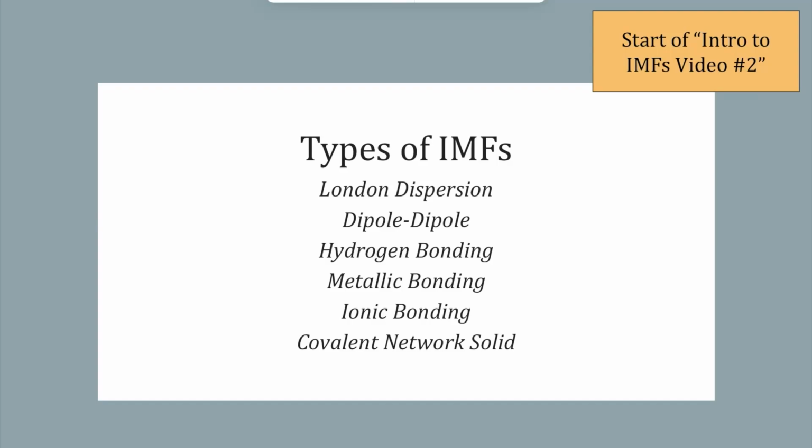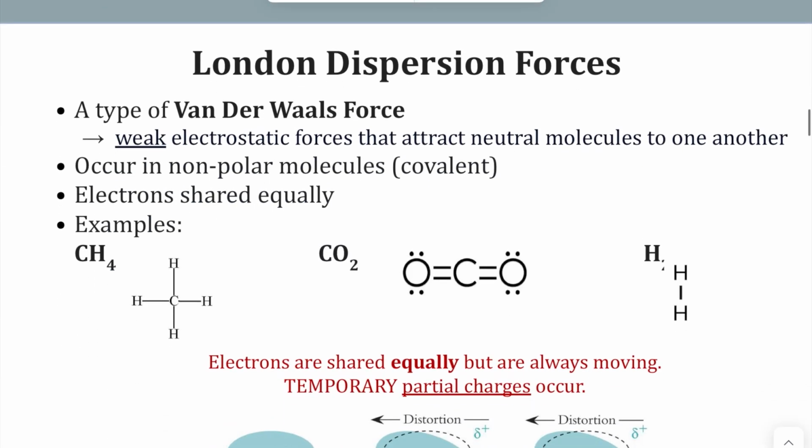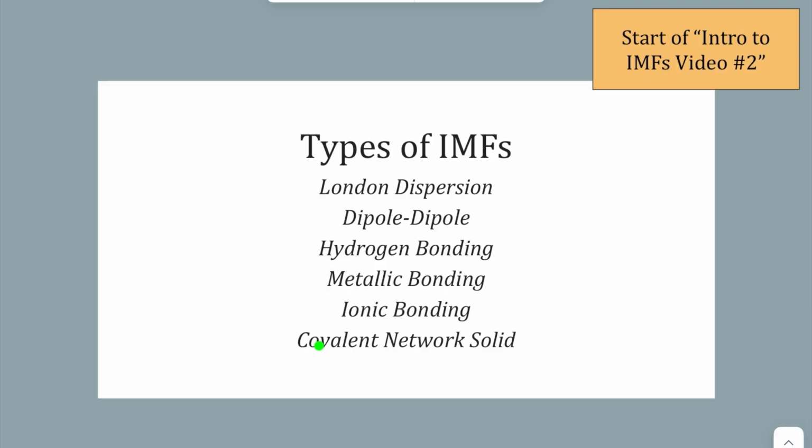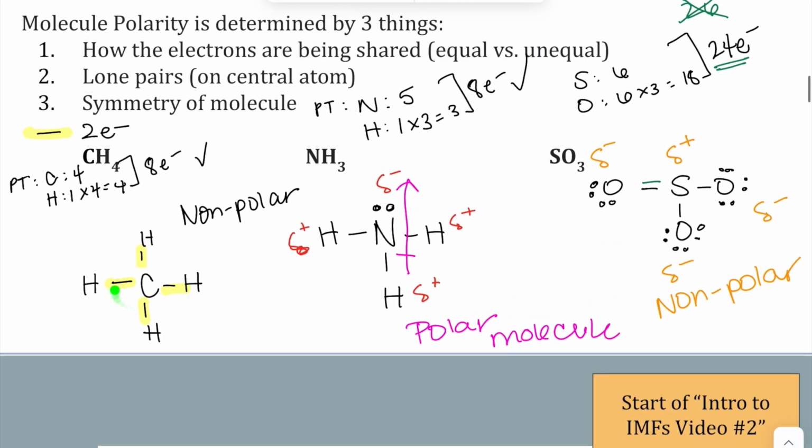This is the start of video 2 on Intro to IMFs. We're going to talk about the types of IMFs. We already reviewed how to draw our covalent compounds. Now we're going to look at the different types of intermolecular forces that we are going to find. Those intermolecular forces are determined by what our individual molecules look like.